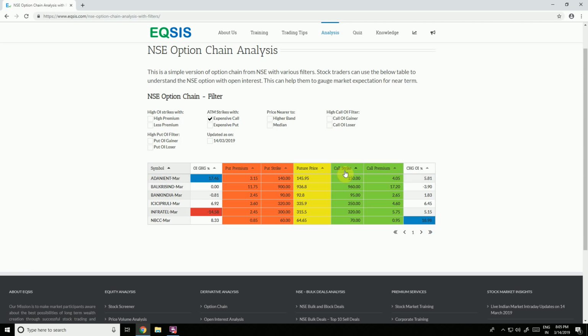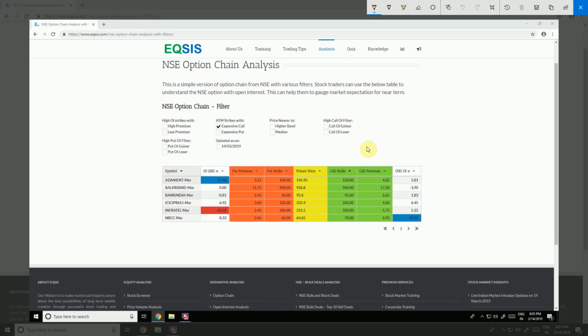the 145 strike. If I take a snap, look at this one, which is Adani ENT. The strike price is 145. So what you have to do is go and verify the 145 call and the 145 put. They should have a similar premium. But it is true that the 145 call option may have slightly more premium because the price is 95 paisa higher than the 145 strike price.